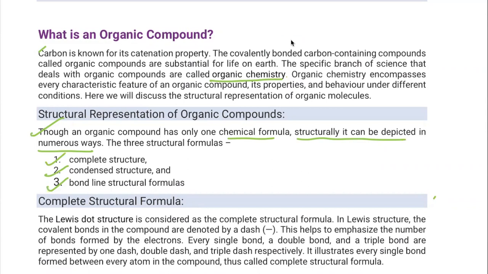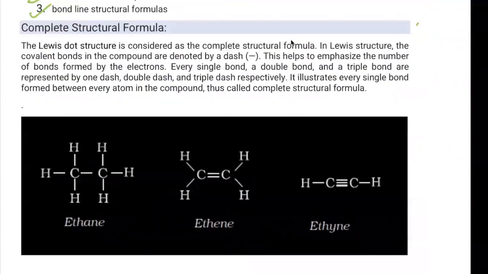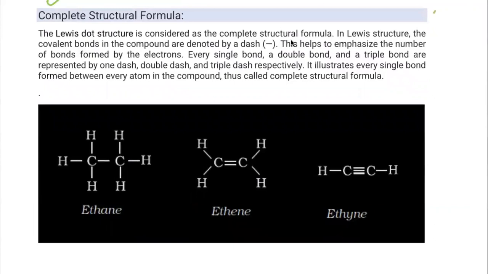Now we will learn in detail what the complete structure, condensed structure and bond line structure are. So first, what is the complete structure? The Lewis dot structure is considered as the complete structure formula. In the Lewis structure, the covalent bonds in the compounds are denoted by a dash.